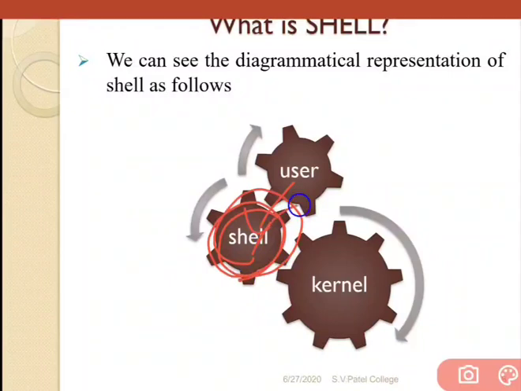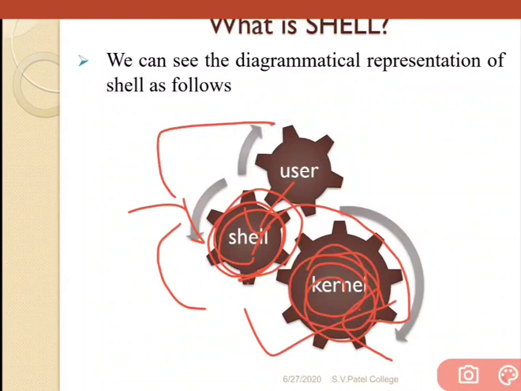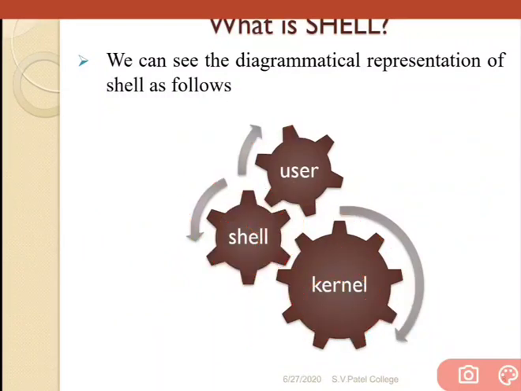Then it sends a request to the kernel for further execution. The actual execution of the command takes place over here, that is, at the kernel. The kernel is responsible for doing all these things. After the execution, the kernel sends the response back to the shell, and the shell sends the output to the user. So this is about the shell.